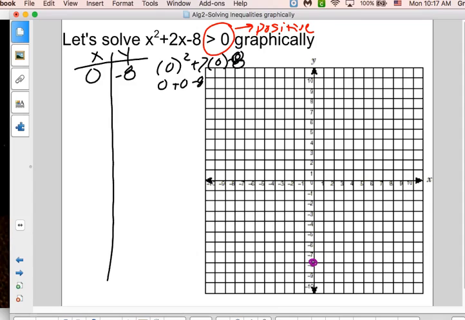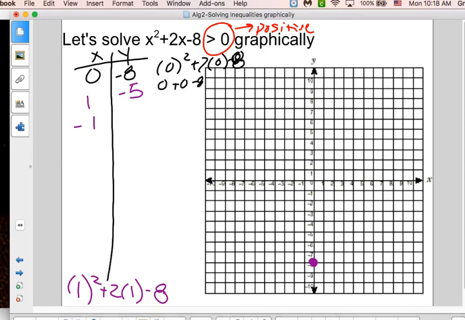0, negative 8. What would be the next number to plug in? A 1. So if you plug it into your calculator, you will do 1 squared plus 2 times 1 minus 8. As long as you use parentheses in your calculator, it can handle it all. What is 1 squared plus 2 times 1 minus 8? Negative 5.